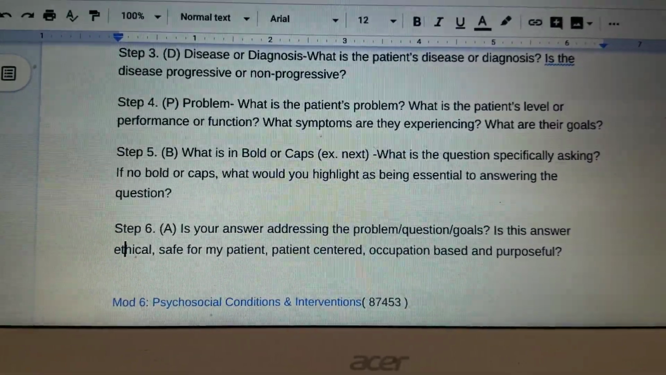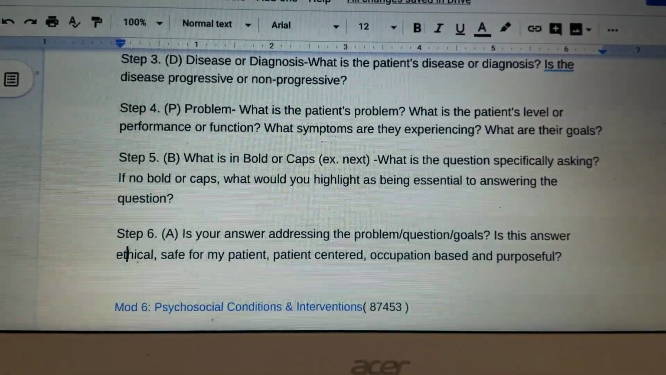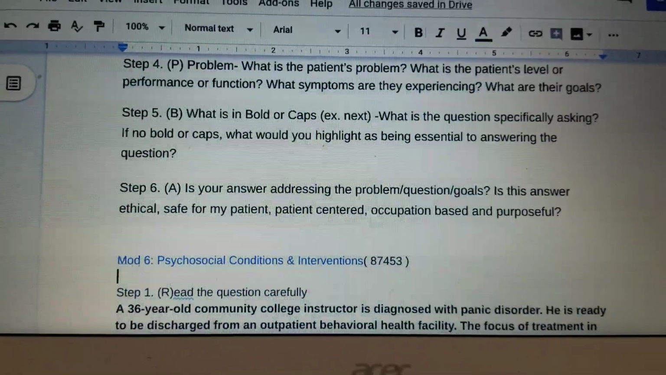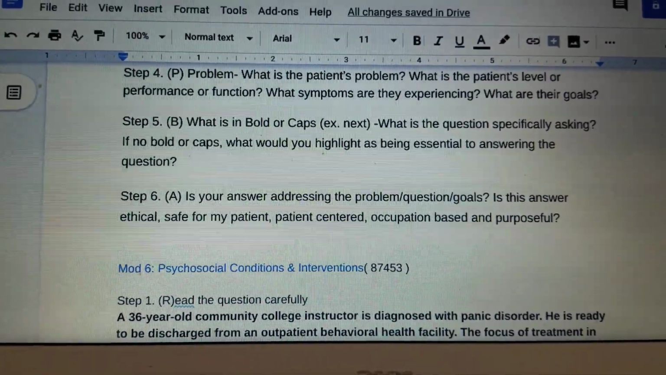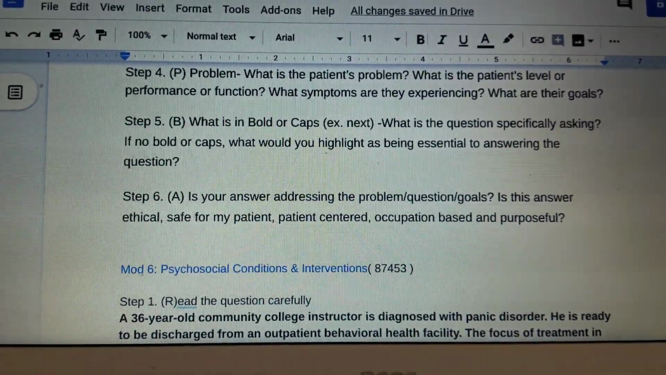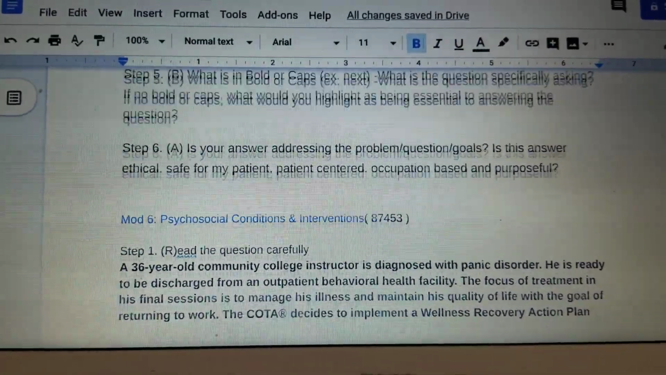What is the question specifically asking? If there are no bold or caps, what would you highlight as being essential to answering the question? Step 6, A, is your answer addressing the problem, question, or goals? Is this answer ethical, safe for the patient, patient-centered, occupation-based, and purposeful?